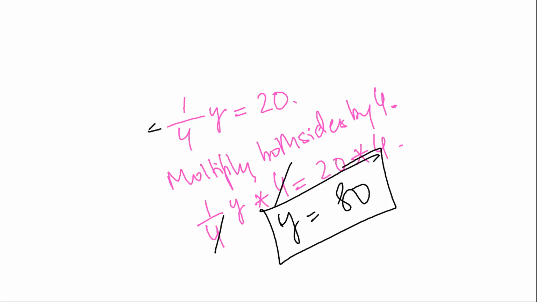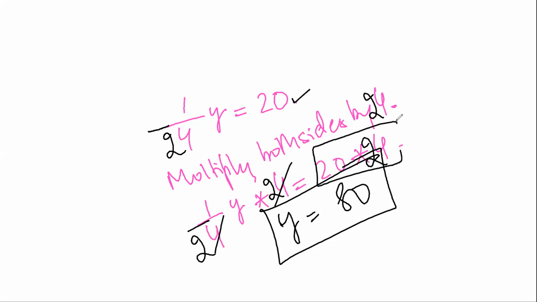If this was, let us assume, 1 upon 24 y is equal to 20, what should I do? Multiply both sides by 24. Shabash. So 1 by 24 into 24, 20 into 24. So 24 and 24 will cancel and this will be 24 into 20, which will be equal to 480. So Satya, any doubt? No, sir. Mr. Sarthak, any doubt?